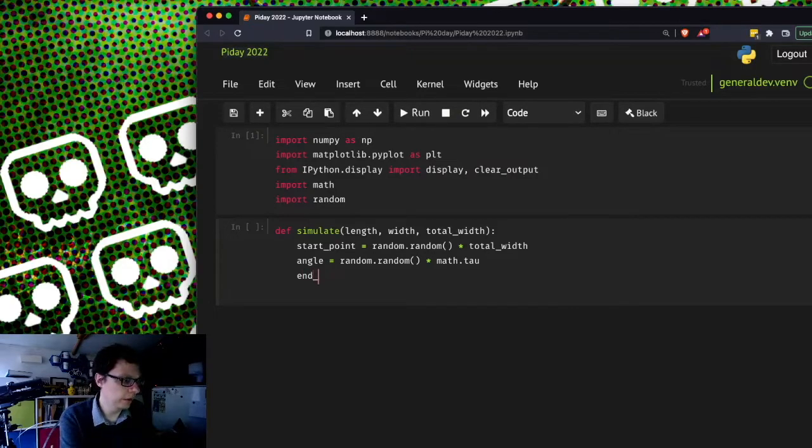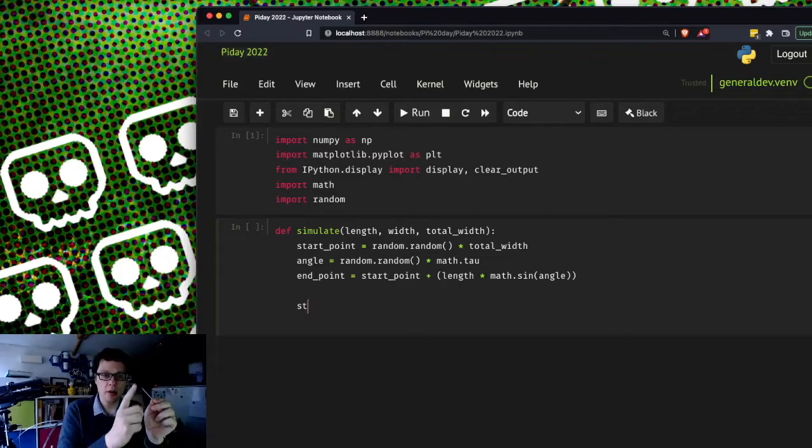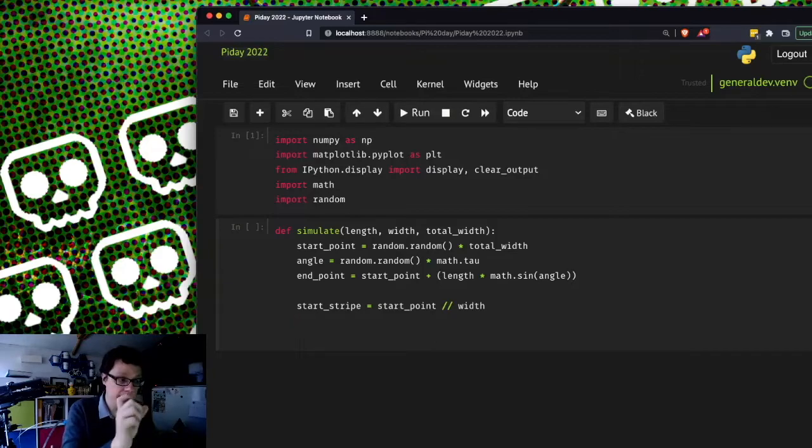So the end point, on the other side, or rather the end width of its component of it, is equal to the start point plus the length times math.sin angle. Very simple. And then, so the start stripe, the question is which stripe is the start point in and which stripe is the end point in. And we can do it really quickly by dividing by the width of the stripes. So we can say which stripes it is in. The 0 is the first, second, third, 0 indexing of course, and the end stripe is equal to the end point of the width.